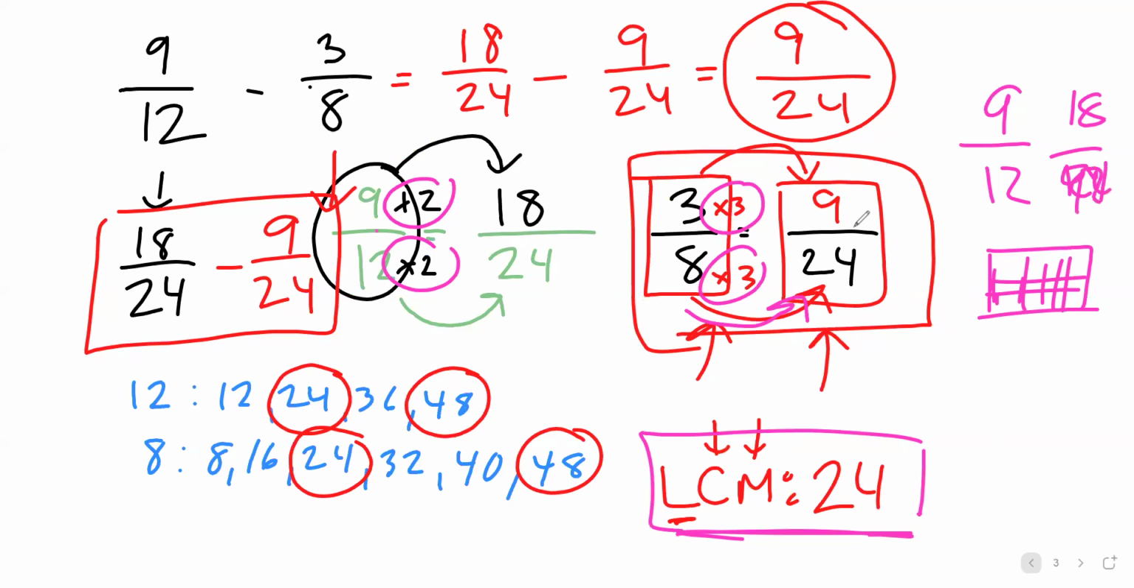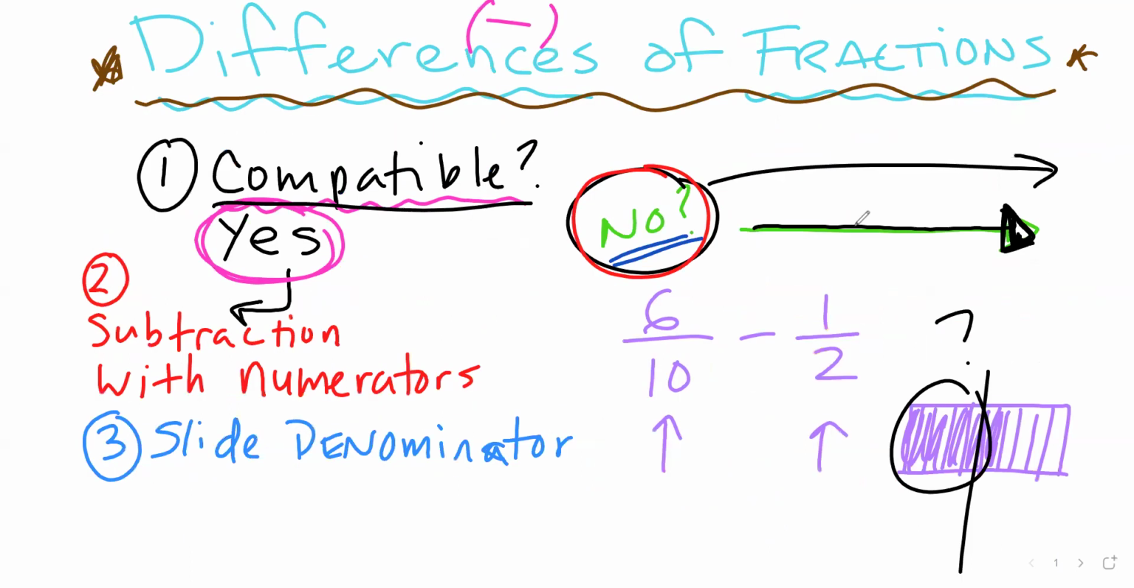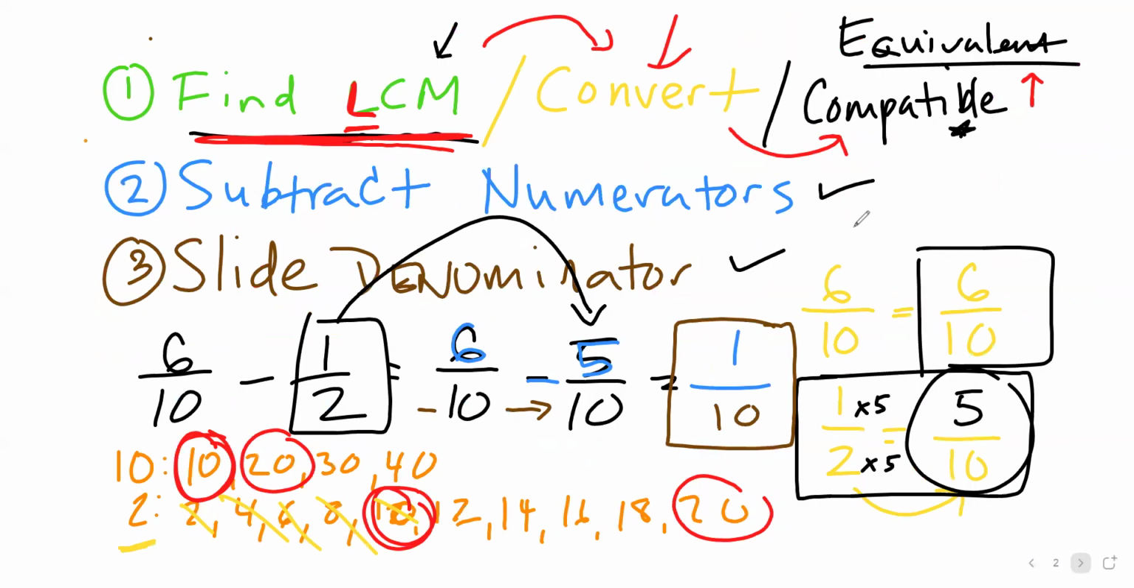Okay, so that's it. Sorry, I set my timer for 14 minutes. It already went, so I'm going to wrap this up. So there you have it. Remember, if your fractions are not compatible, then find your least common multiple, convert, make equivalent compatible fractions, then subtract the numerators, then slide the denominators, and you got the job done.